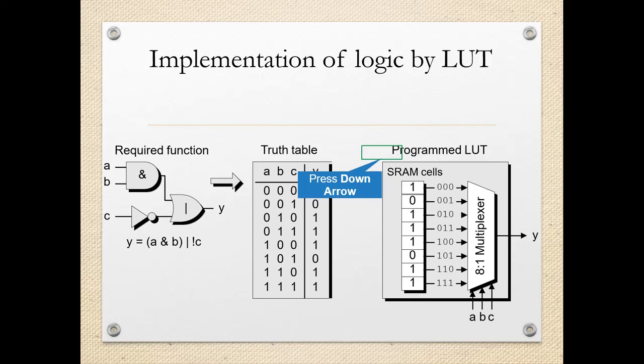Also, all the SRAM cells are effectively connected in a chain, so as to facilitate the programming. But this offers a new possibility of using this chain as a shift register. Because of all these advantages, the majority of today's FPGA architectures are LUT based.